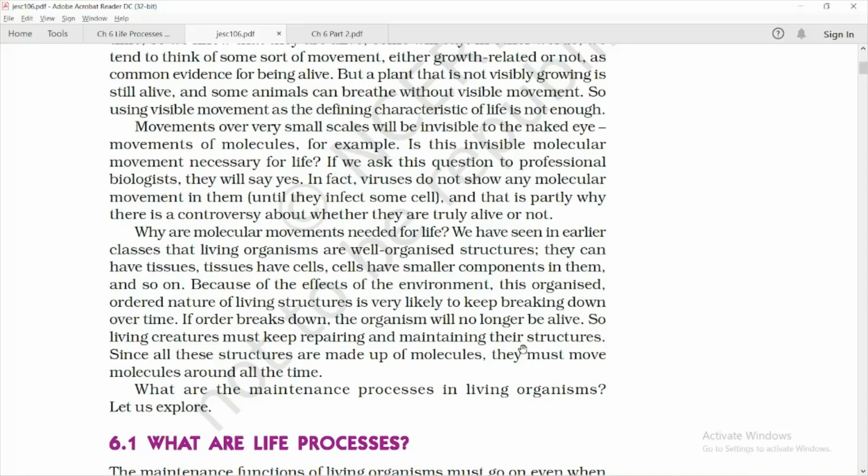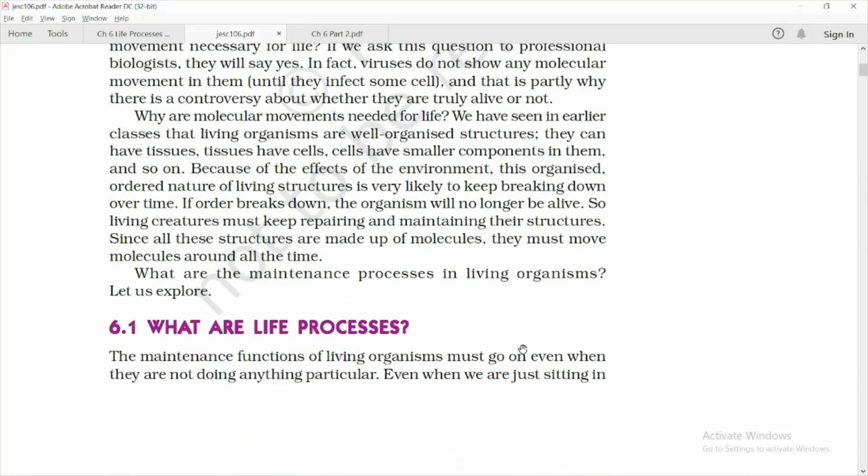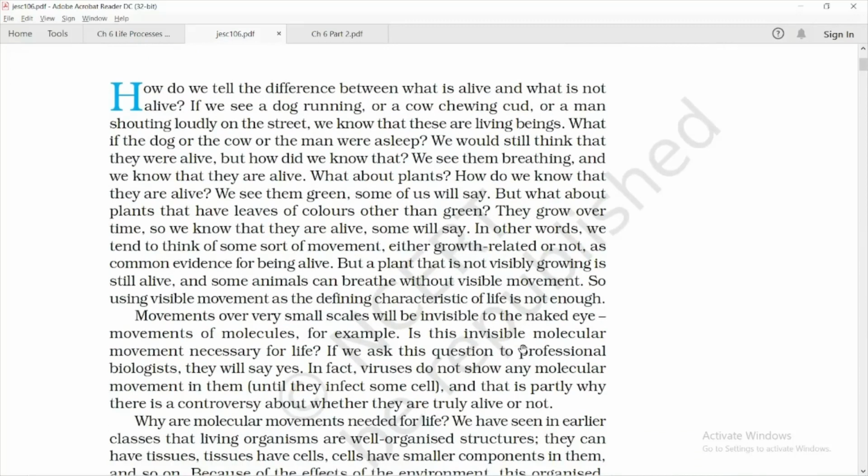What are the maintenance processes in living organisms? Let us explore them, right? Okay. So, before starting this, let us quickly summarize what we have learned here. Molecular movements are important for any living thing, because we cannot categorize a person as living or non-living on the basis of physical movements, right? So, molecular movements are important for a living being.